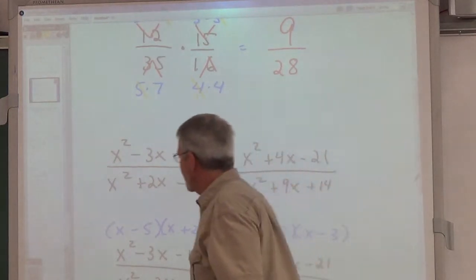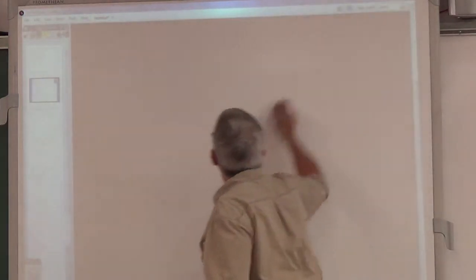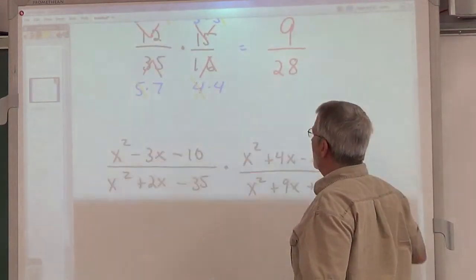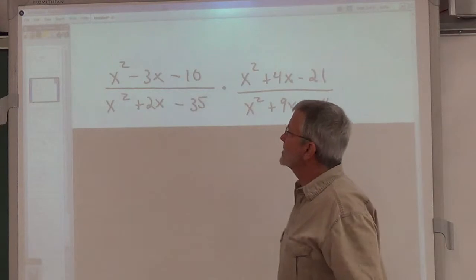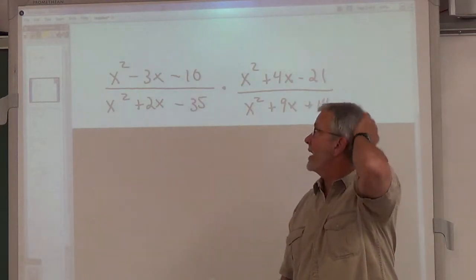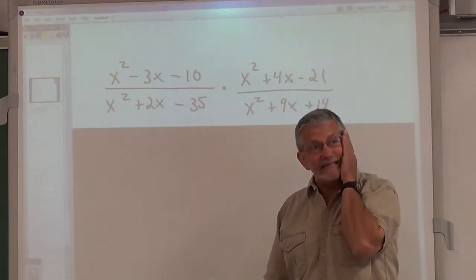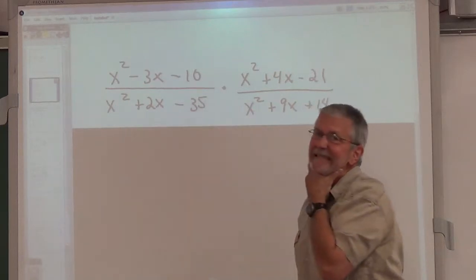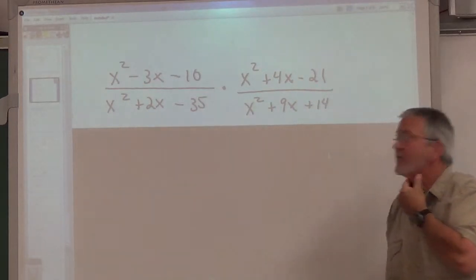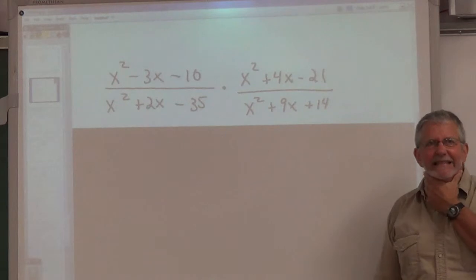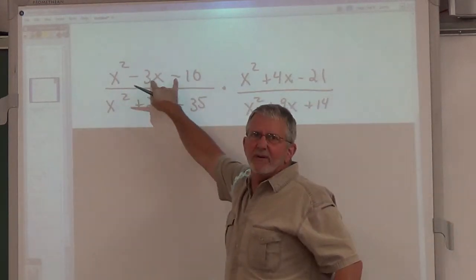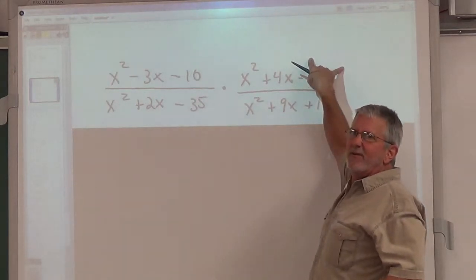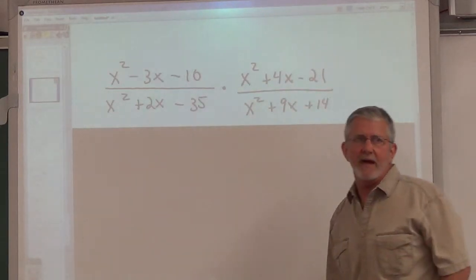Let me cover this up so we can look ahead a little bit. Raise it up so it's easier to see. Now I have x squared minus 3x minus 10 divided by x squared plus 2x minus 35 times this nasty thing, x squared plus 4x minus 21 over x squared plus 9x plus 14. Am I going to multiply this trinomial times this trinomial and this trinomial? No, I'm not going to do that.